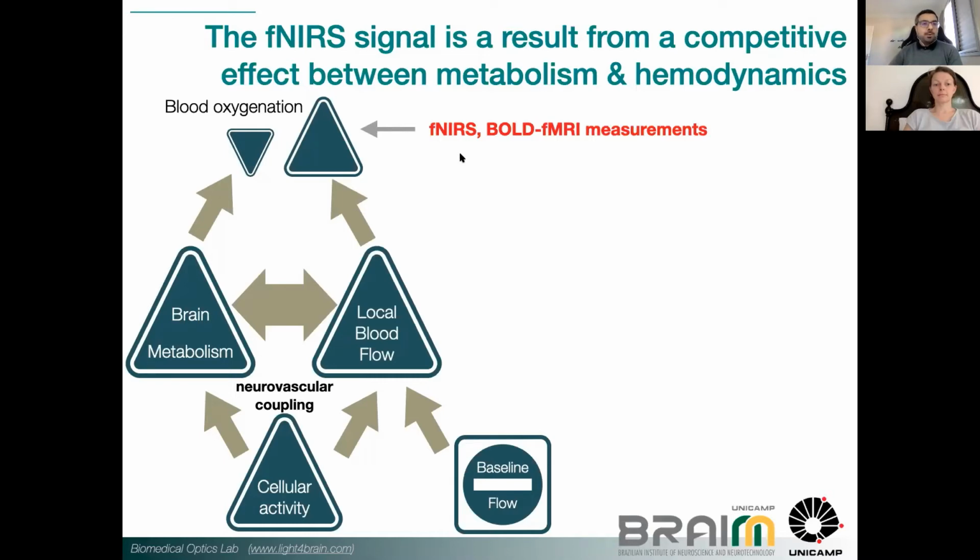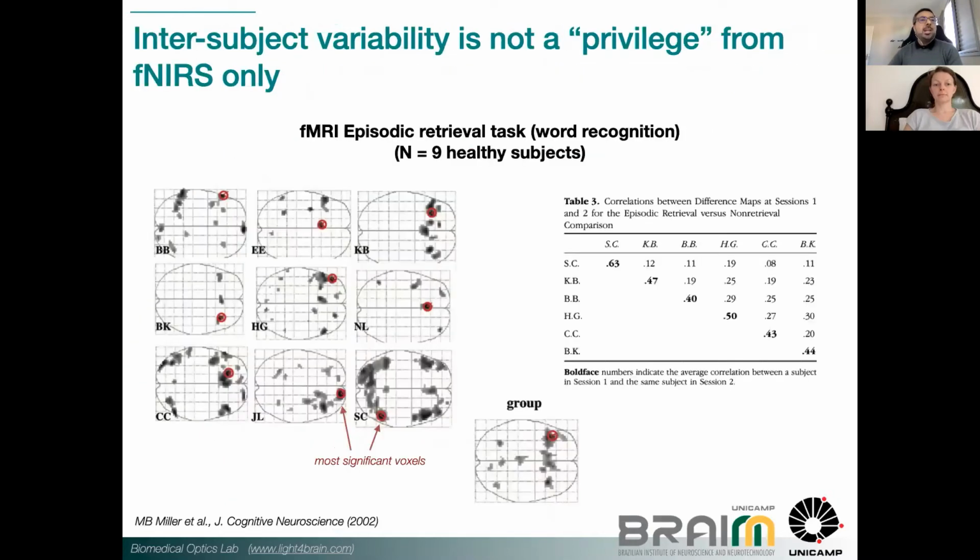And this is not specific to fNIRS. If you look at fMRI, the BOLD effect is actually the same. And not surprisingly, we see this variation in both as well, right? So this is one result from almost 20 years ago, right, from Miller in, I guess, California, University of California. And they actually did a very interesting study. It was a cognitive task under fMRI. It was an episodic retrieval task.